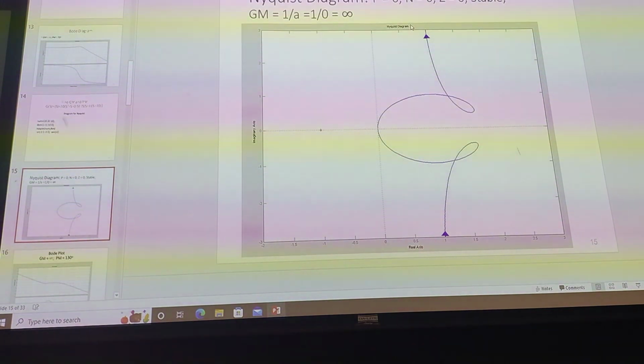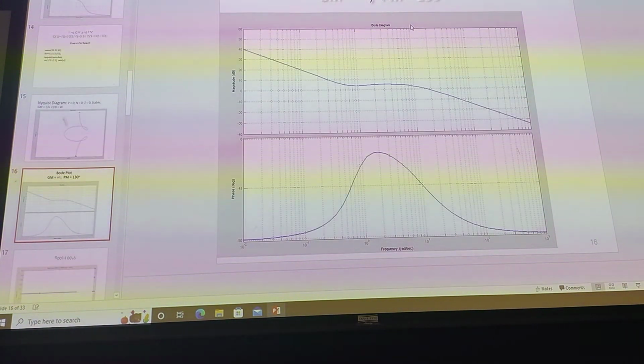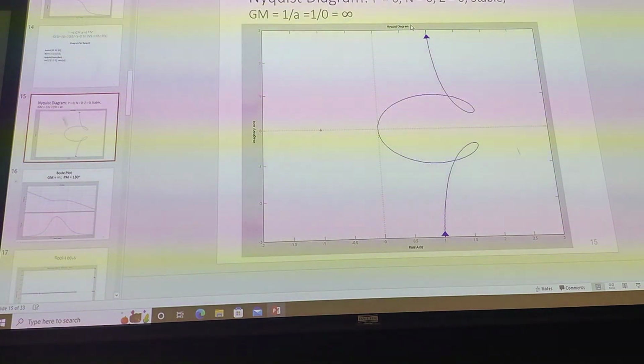No questions? Okay, can you repeat one more time with A equal to 0? Why the gain margin is 1 divided by A? I don't understand you. What? The GM, that is 1 divided by A. The A is, oh, that is by definition.